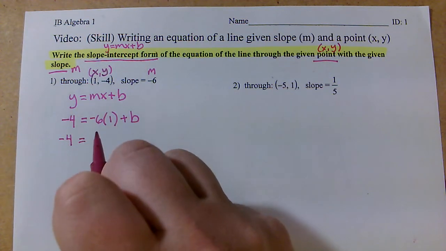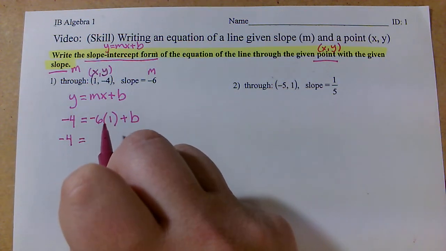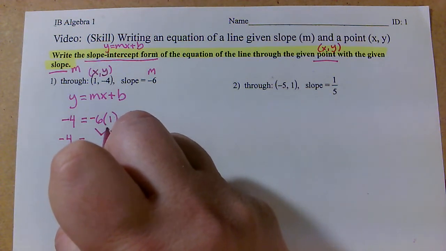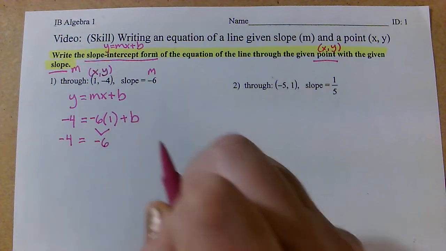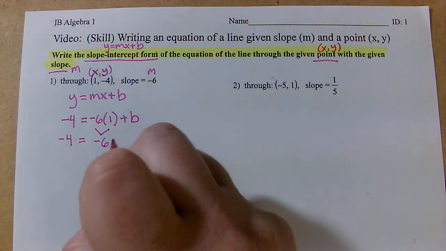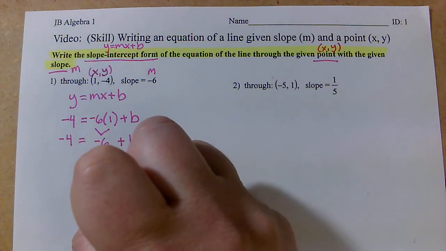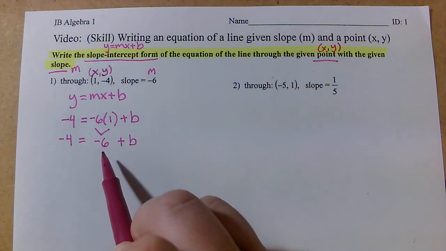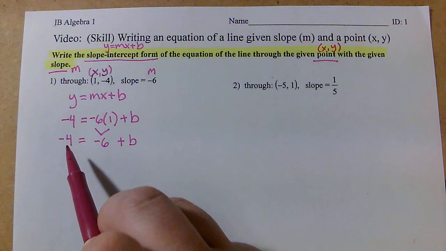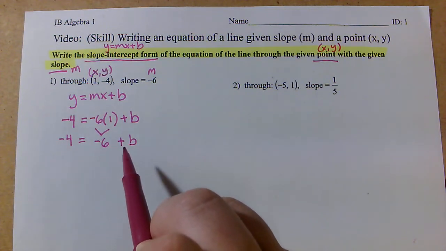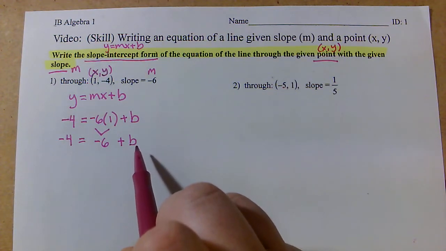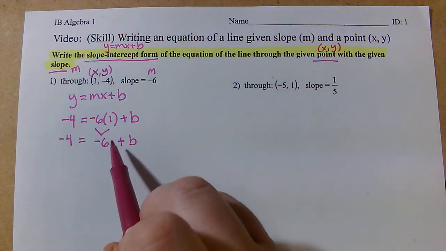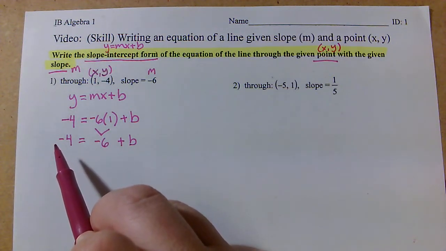-4 equals -6 times 1, which is -6. So this together makes just a -6. And then I have this plus b. I'm just going to bring it down. So the only thing I changed was I multiplied -6 times 1 to get -6. Now I have this equation, -4 equals -6 plus b. I need to figure out what b is. So the way I'm going to do that is I'm going to use my inverse operations to get rid of this -6 and bring it to the other side of my equal sign.